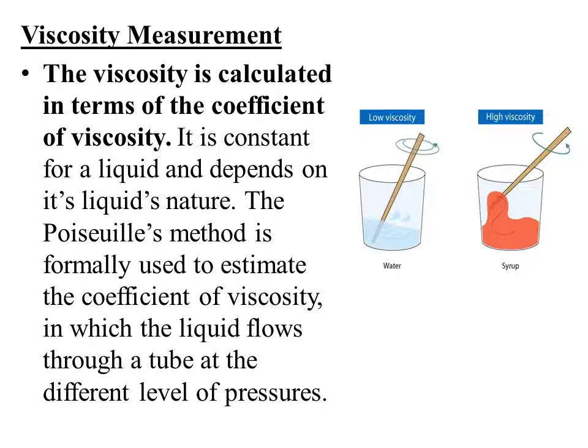Viscosity can be calculated in terms of the coefficient of viscosity, that is, the term eta. It is constant for a liquid and depends on the nature of the liquid. Poiseuille's method is normally used to estimate the coefficient of viscosity, in which the liquid flows through a tube at different levels of pressure. So at different pressures you will be testing the liquid and determining the average value of the viscous force which the liquid exhibits. The viscosity can be determined using a term called the coefficient of viscosity.